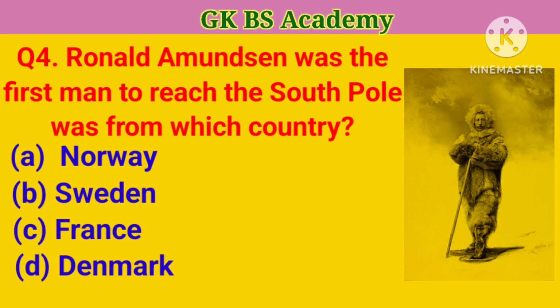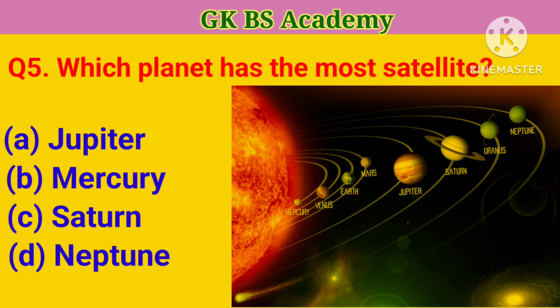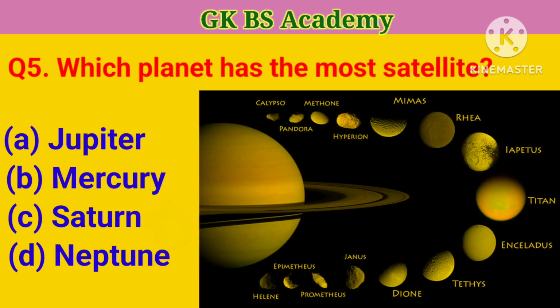Options are A. Norway, B. Sweden, C. France, D. Denmark. Right option is A. Norway. Question number 5. Which planet has the most satellites? Options are A. Jupiter, B. Mercury, C. Saturn, D. Neptune. Right option is C. Saturn.